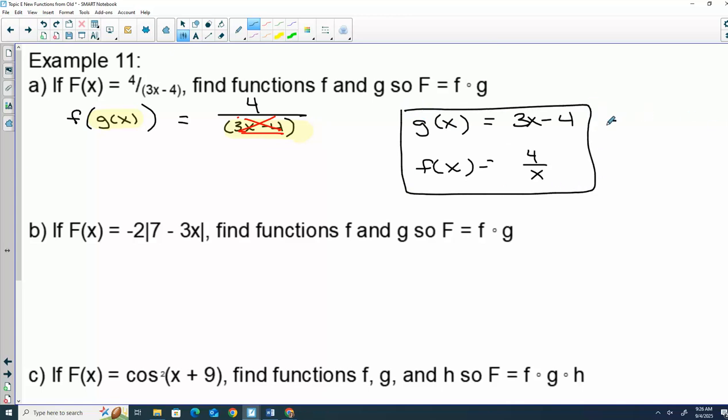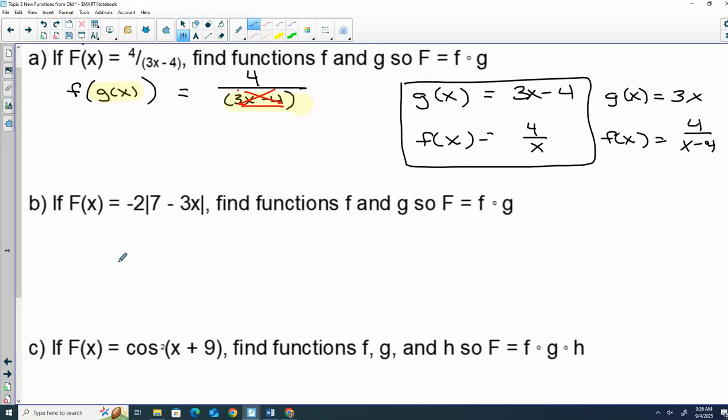There are others. You could have said like g of x is 3x, which means f would be 4 over x minus 4. That's another possibility on this one. So multiple correct answers. Why don't you guys try B?